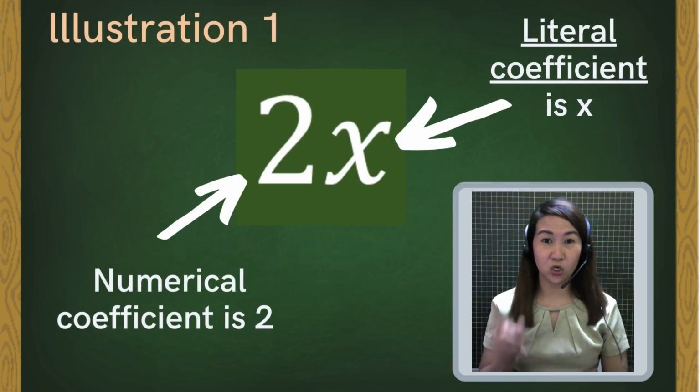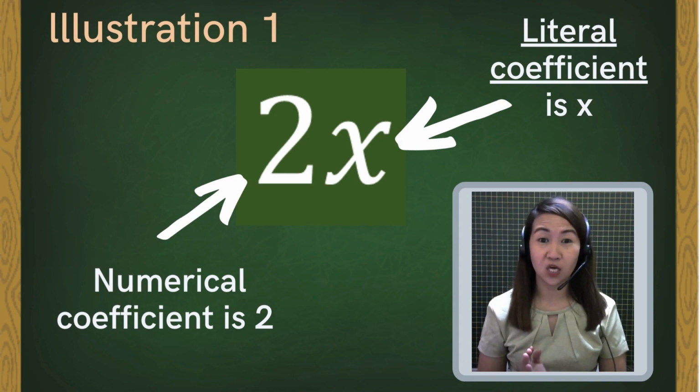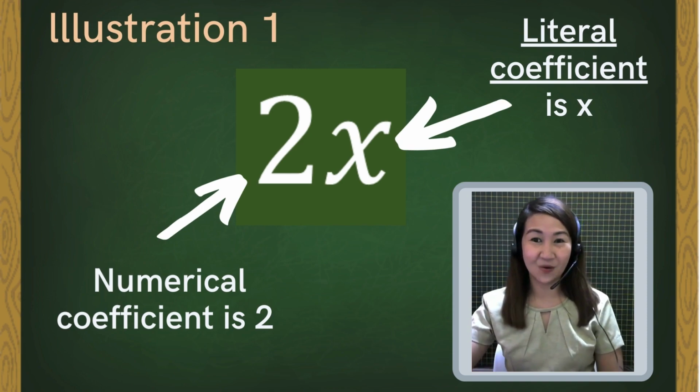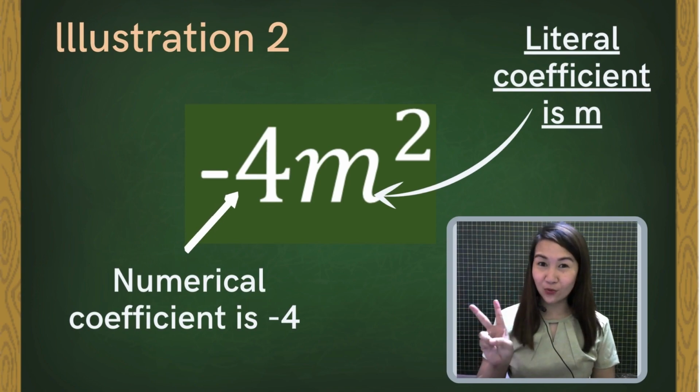For our illustration number 1, our expression is 2x. So in this given, our numerical coefficient is 2. Remember that the numerical coefficient is the number before the variable. And in this example, our literal coefficient is x. So easy, right? Now let's try example number 2.